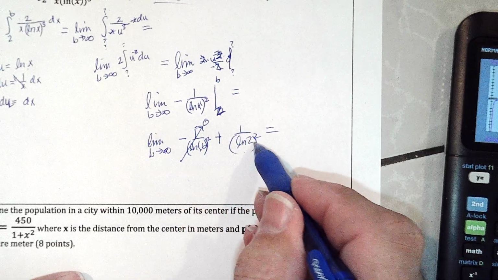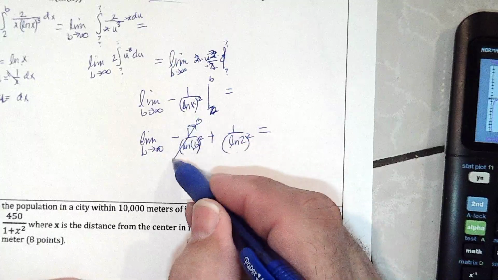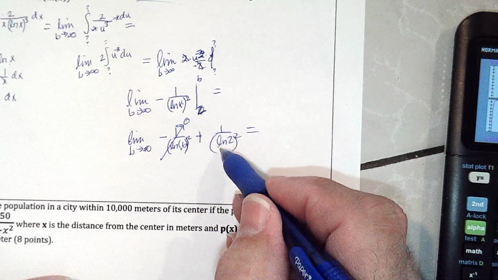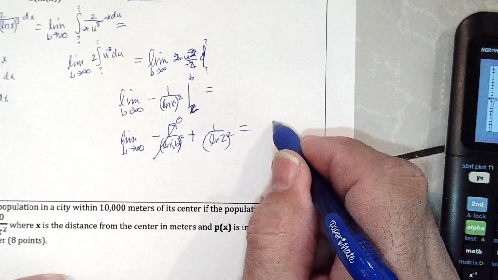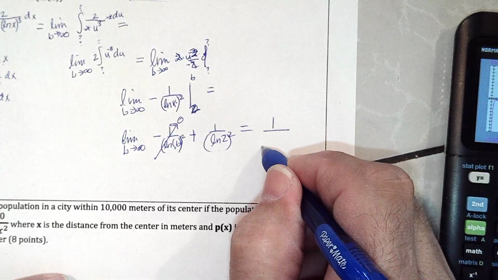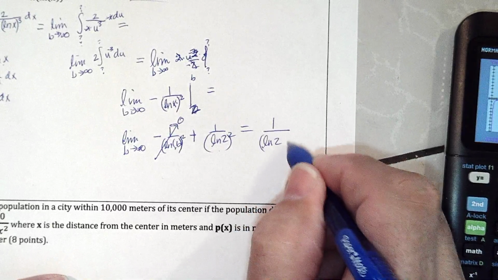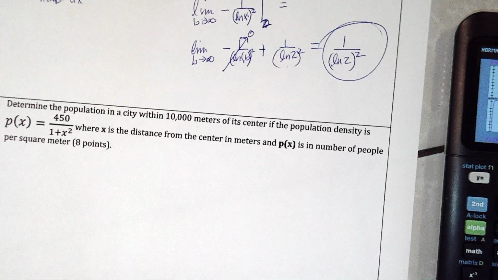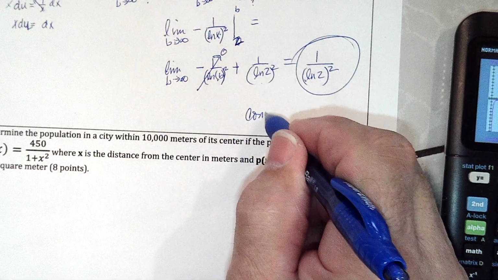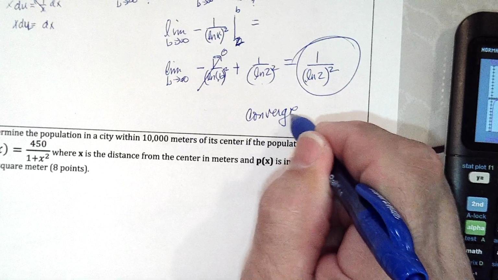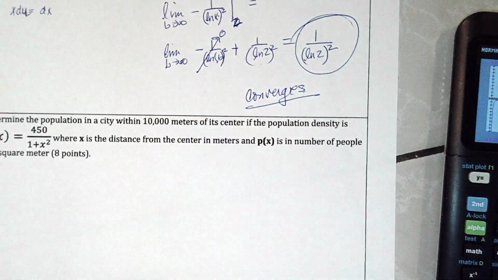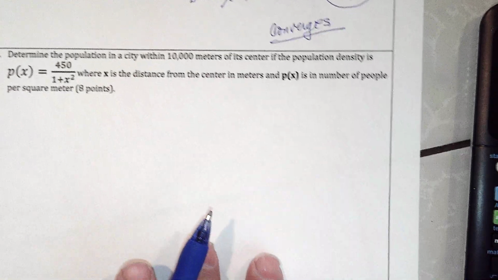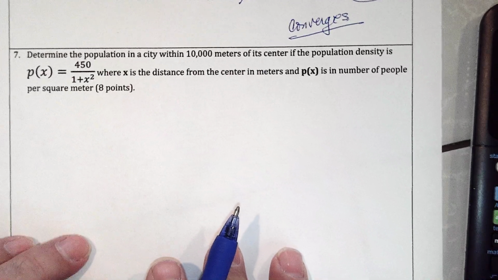This will be a finite amount, so now we're actually taking the limit. When we're figuring out what this goes to and this goes, that's a constant. So the answer to this problem is 1 over ln 2 quantity squared. And it converges. It's limited in size. Okay, finally, the last problem.